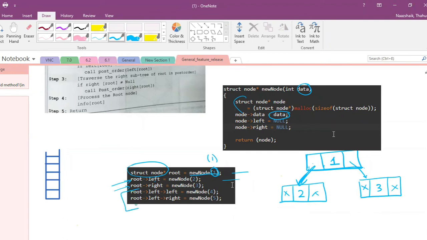Now look at this one. You're further saying this is your root, right? So root of left is this. Okay, you're saying this one's left. That means this one's left is another node, whose data is 4. When you call new node, by default this will be null. Now this line says root of left, that means this one. And that one's right, that means here, is also a new node, whose data is 5. Right. This is how you are defining your tree.